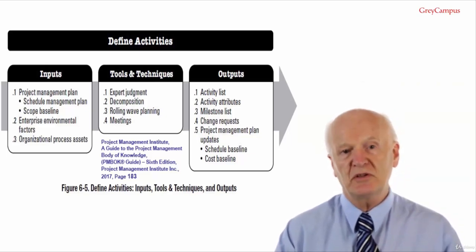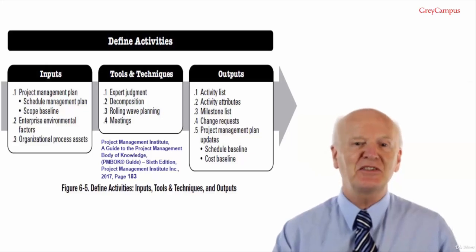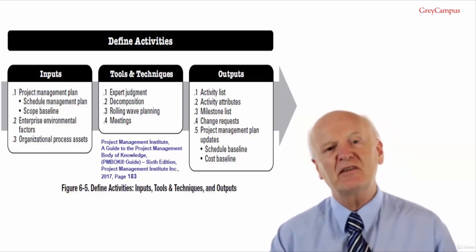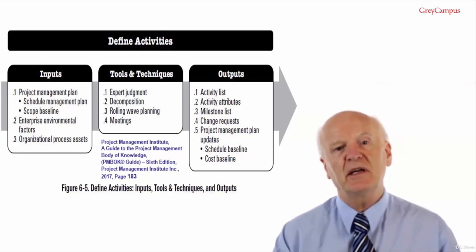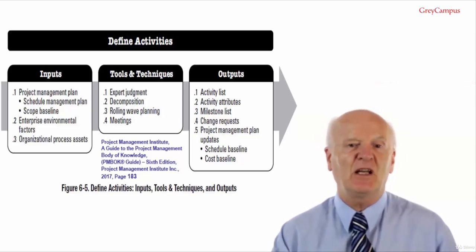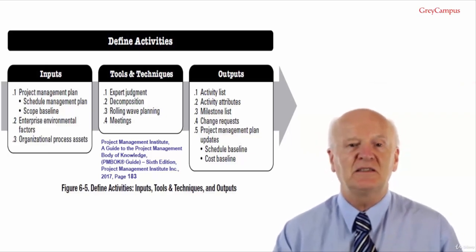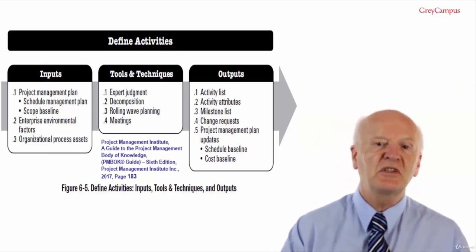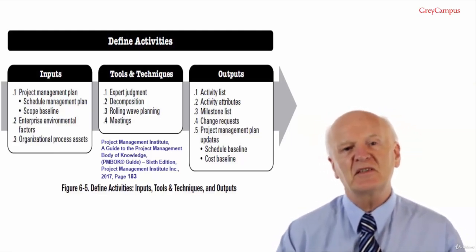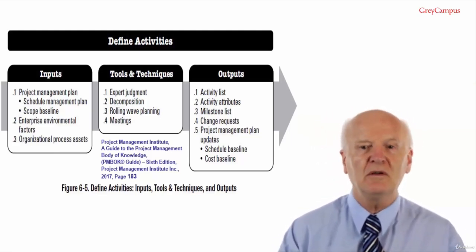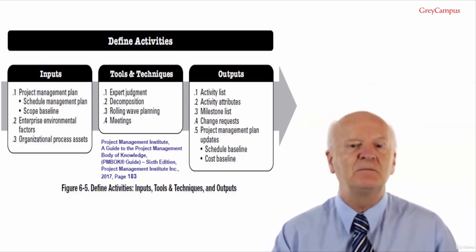Define activities, tools and techniques. Number 1, can you guess what this is? It's expert judgment. Expertise should be considered from individuals or groups with specialised knowledge of similar past projects and the work being performed. That one's quite simple. Number 2, decomposition. It's a horrible sounding word. Decomposition is a technique used for dividing and subdividing the project scope and project deliverables into smaller, more manageable parts. We saw this technique before when creating the work breakdown structure.